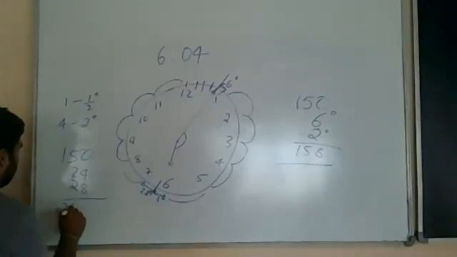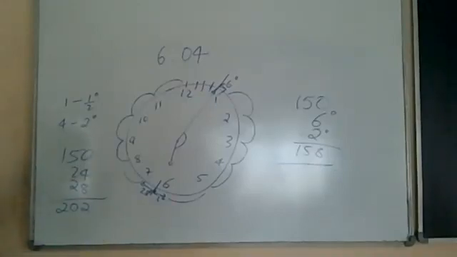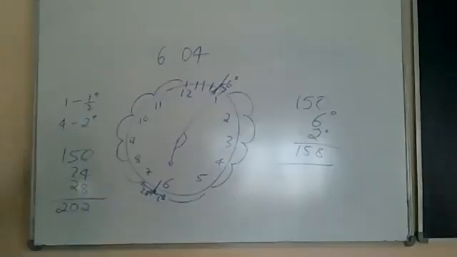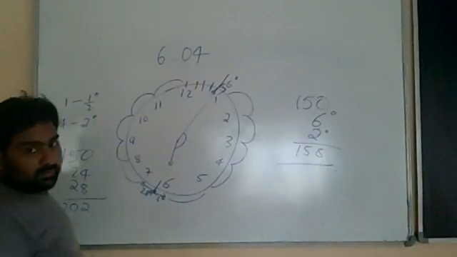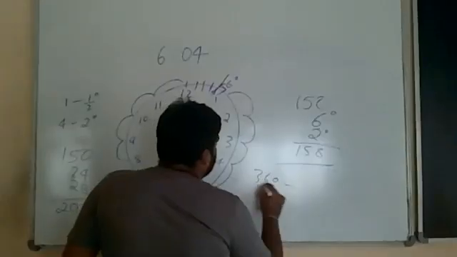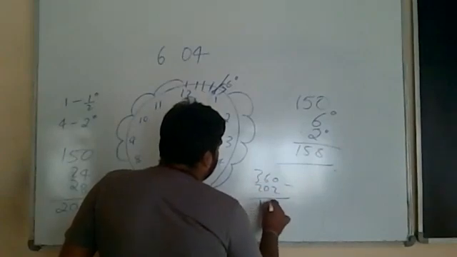202. Yes or no? Correct? So 360 minus 202 will give me 150.